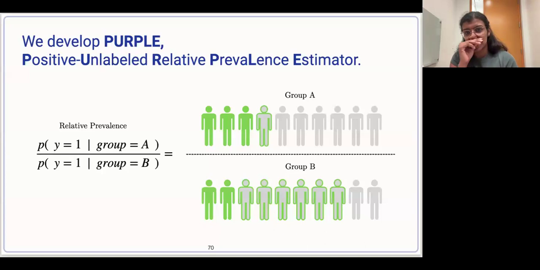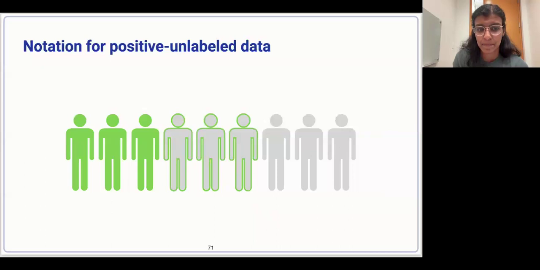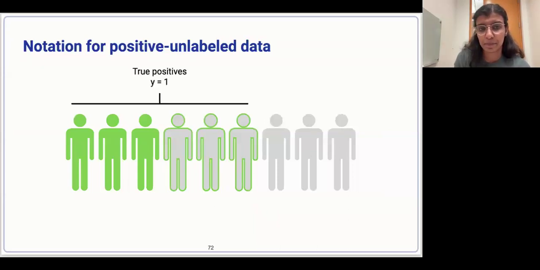So our goal, using this insight, is to estimate this quantity for different subgroups. And what we do is we develop PURPLE, which stands for the Positive Unlabeled Relative Prevalence Estimator. And we estimate the relative prevalence between two groups, where these groups could be defined based on age, race, or insurance status. So let's set up some of the notation that we'll use in the later slides.